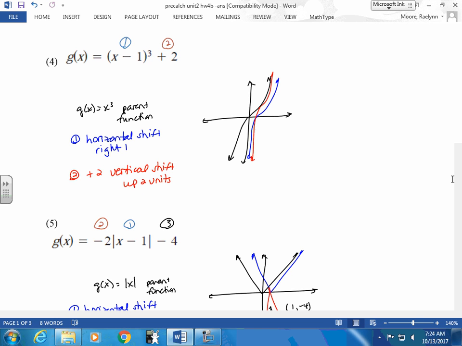Guys, when you come in late, you got to sign the late book. Okay, good.